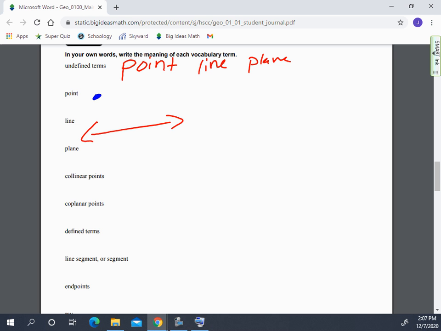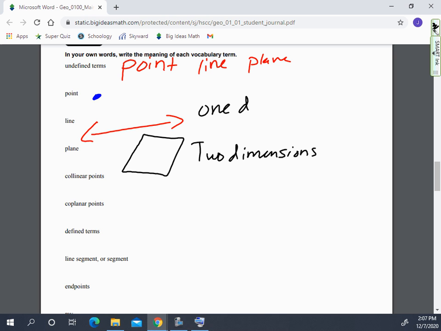A plane has two dimensions, and it's normally represented by a rectangle or a parallelogram. So a plane, something like that. It has two dimensions. I'll write that. So think two-dimensional when we draw a plane. A line is one dimension, and a point has no dimension.